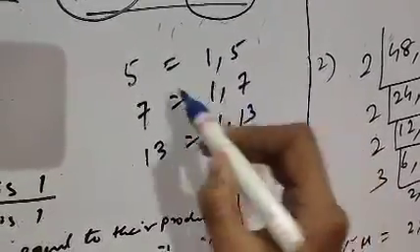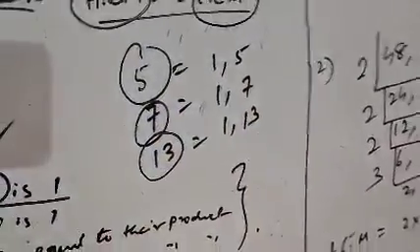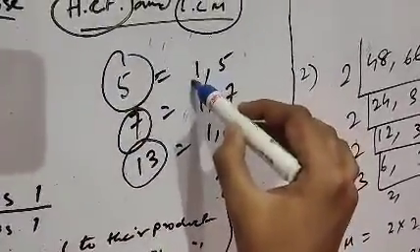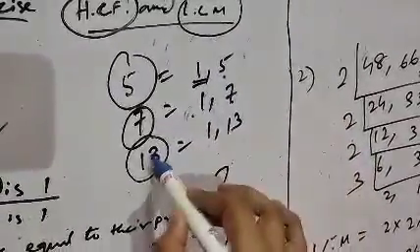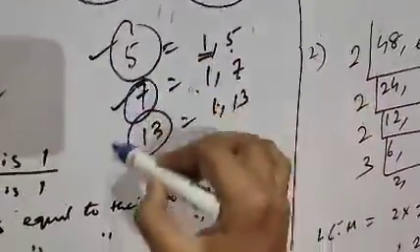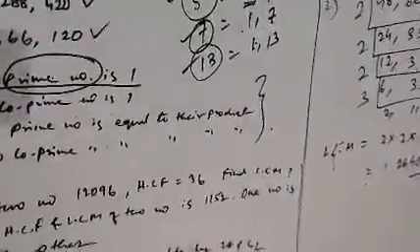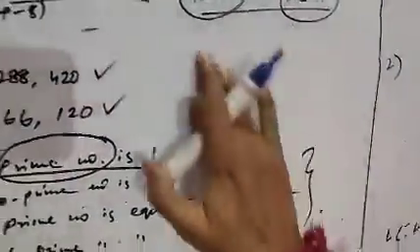So these numbers are prime numbers because the factors are 1 and that number. So these 3 numbers are prime numbers. Clear? So HCF of 2 prime numbers is 1. This statement is true.